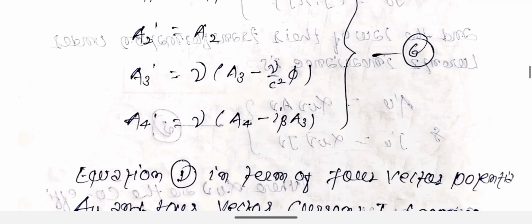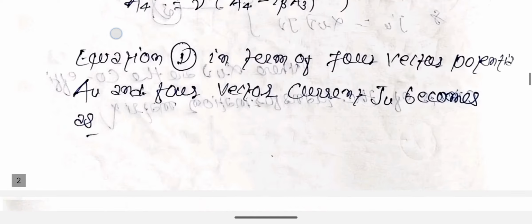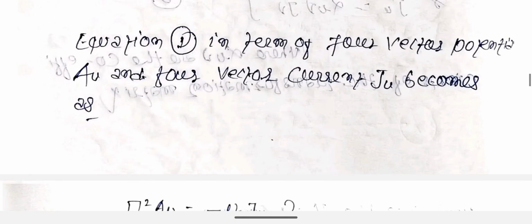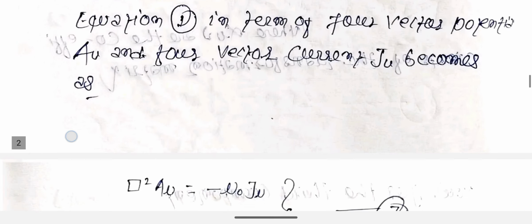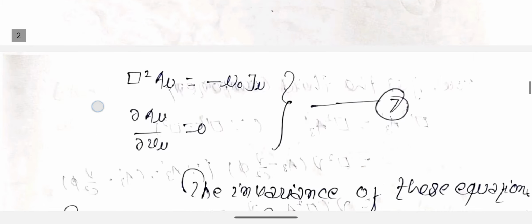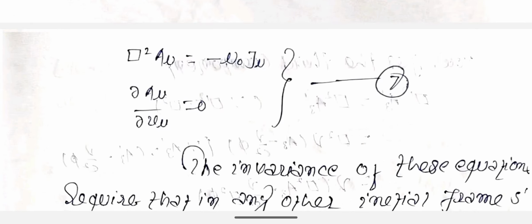And A1 dash is equal to A1, A2 dash is equal to A2, A3 dash is equal to gamma A3 minus gamma v phi by c squared, A4 dash is equal to gamma A4 minus i beta gamma A3. This is equation 6, friends. Equation 1 in terms of the four vector potential A mu and four vector current J mu becomes: box squared A mu is equal to minus mu naught J mu, del A mu by del x mu is equal to 0. This is equation 7, friends.